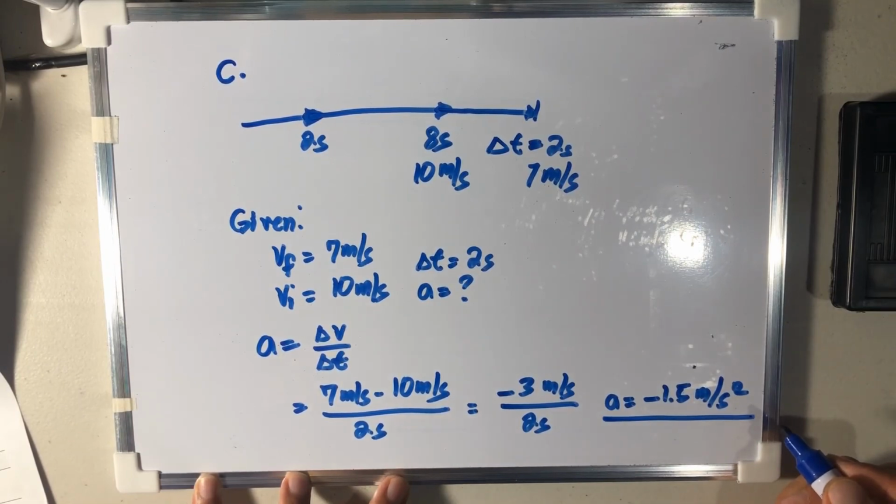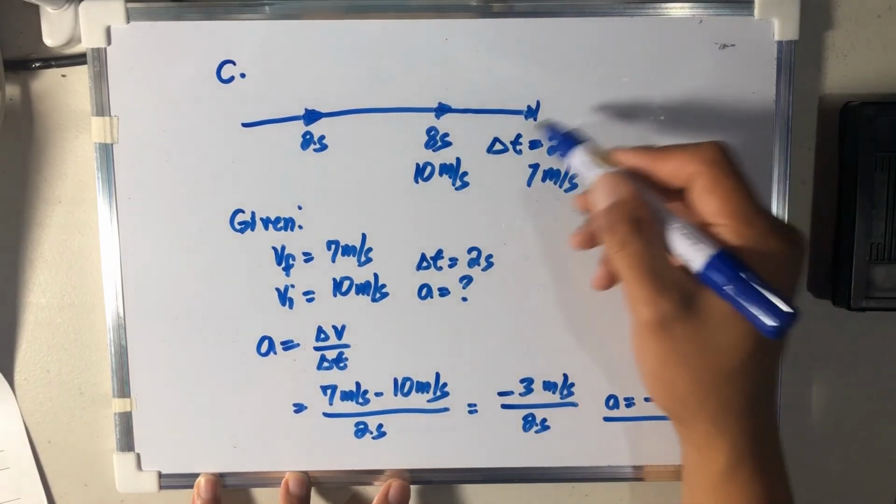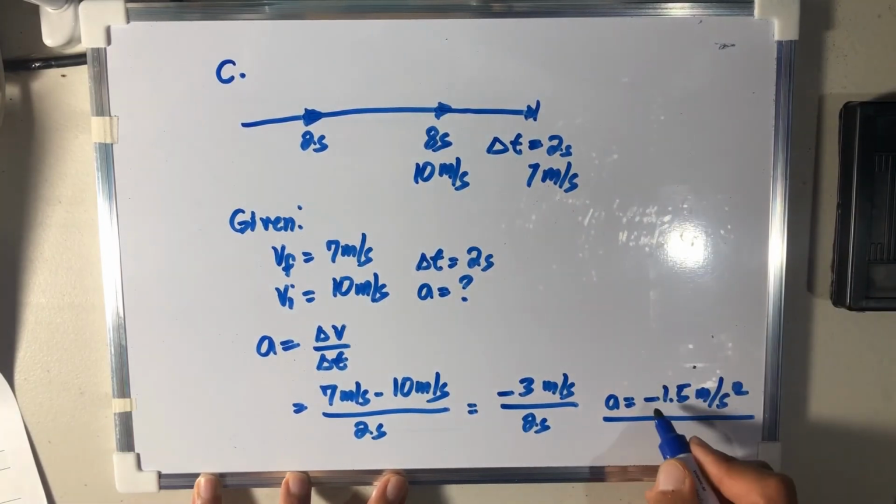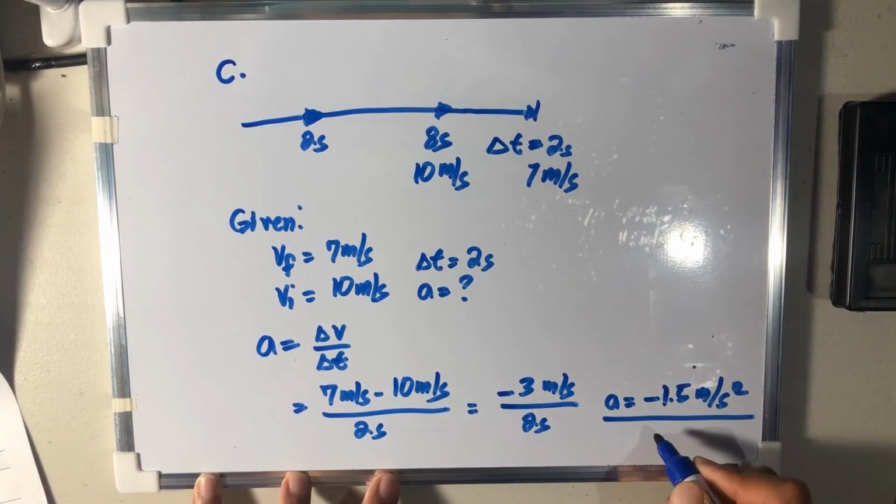Why is it negative? Take note that in the problem, she decided to slow down. Therefore, the negative sign here connotes that she decelerated during that time interval.